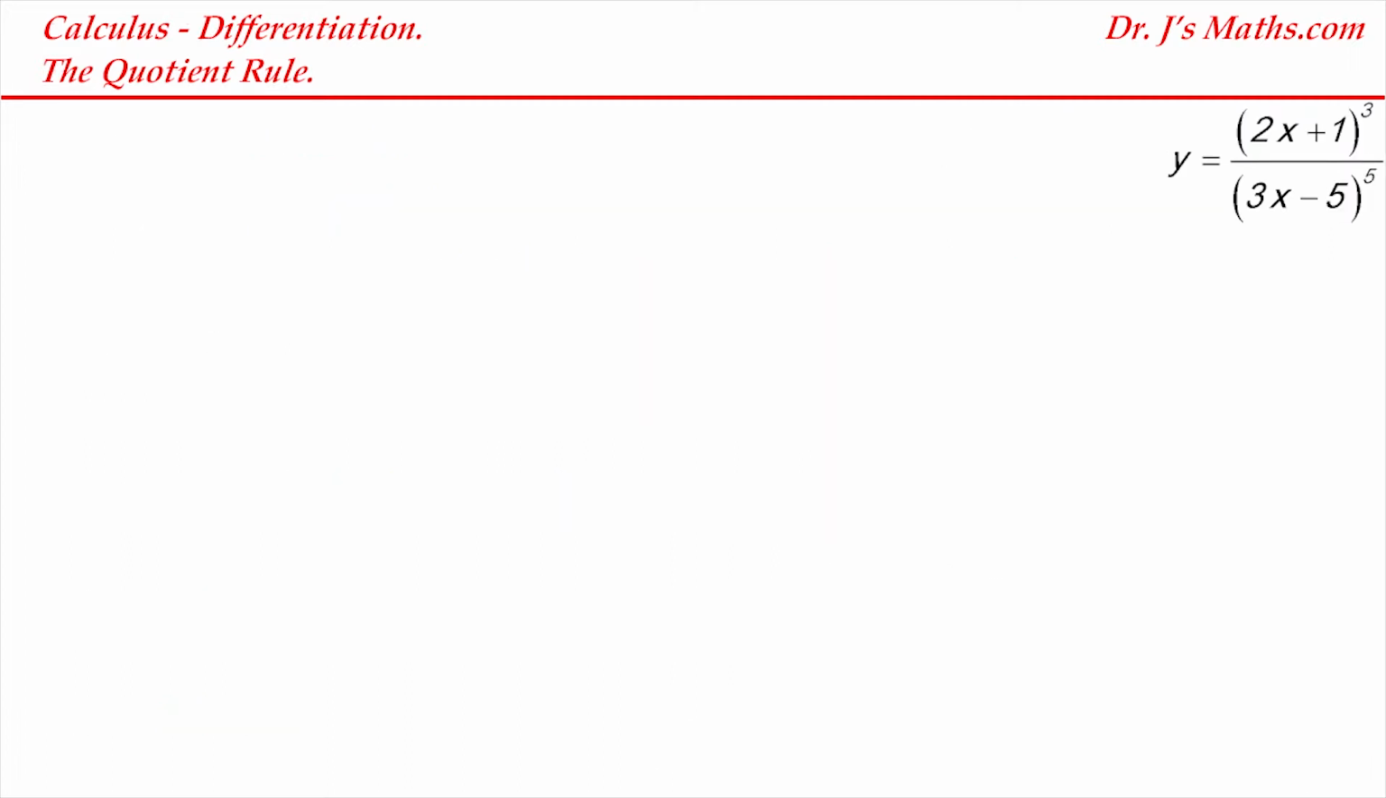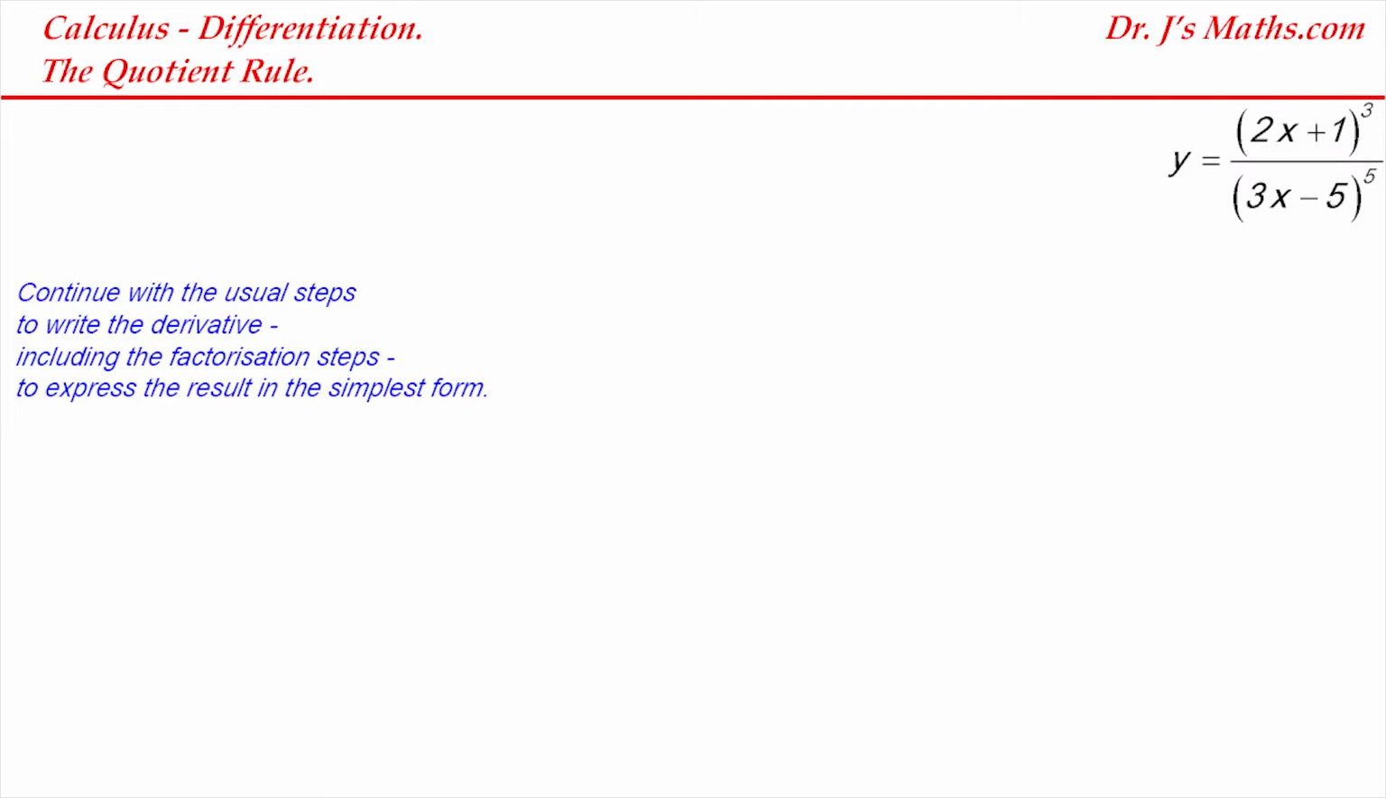The next example we're going to differentiate has bracketed terms top and bottom, and therefore we're going to have to use chain rules for the numerator and the denominator. And we're going to do exactly the same steps. I haven't left them there because we've now got a bit of a feeling for them. So let's go. The numerator term, 2x plus 1 cubed, write it down. 3x minus 5 to the fifth in the denominator, write it down.